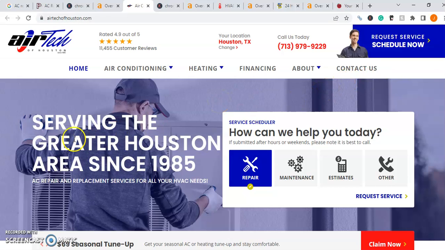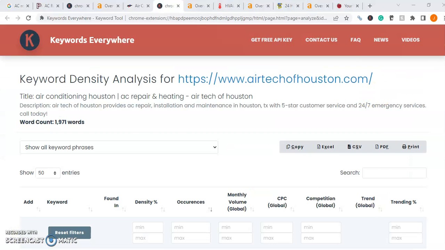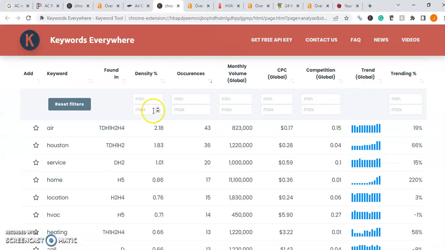But let's take a look at their keywords because obviously you can't just rank with content. You need relevant content along with a variety of other factors. Let's see what they're using. Air Tech of Houston, and if we scroll down here, you'll notice that they have air at number 1. Like I said, very popular industry-specific keyword. Then they have their location at number 2, then service, then home. So it starts to fall off a little bit after those first 2 or 3. But ultimately, like I said, really stress that location.